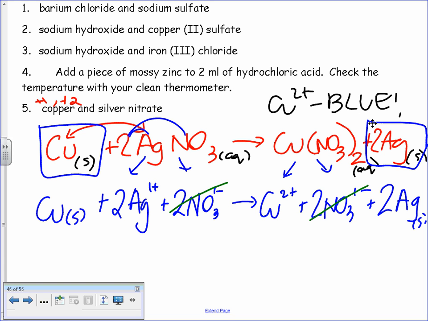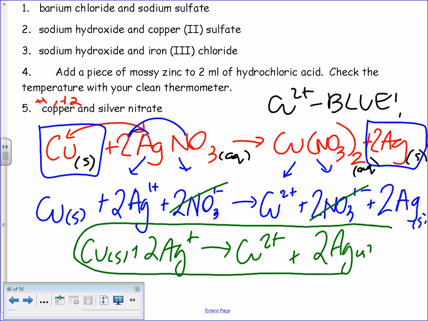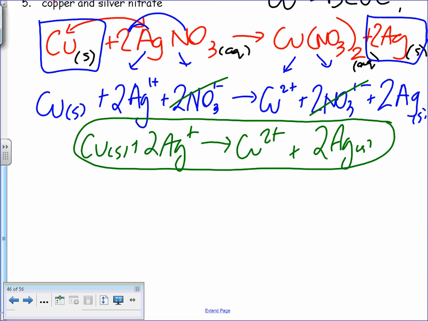Totally different things. This one is like beautiful copper, pretty color. This one's like a blue ion. Totally not the same thing. So that's why this is it. You only cancel 1. You rewrite copper solid plus 2 silver ions yields copper 2 ion and 2 silver solids. This is the NIE on this one. Single replacements are just a little different. That's all. I just want to make sure you know how to do that.